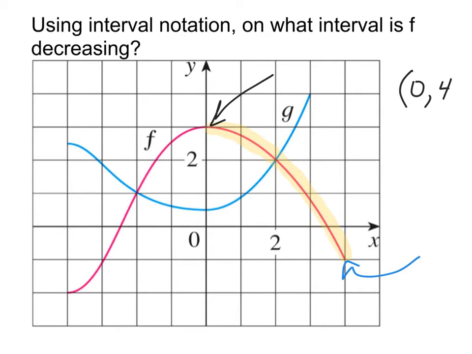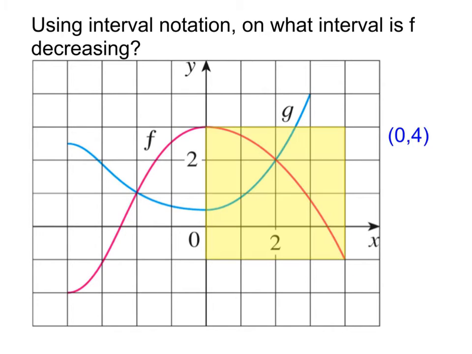Because for something to be decreasing, it has to be higher on the left and lower on the right. Well, is it lower on the right? No. Because this is an endpoint down here. There is nothing to the right of that point. And therefore, actually, we do not include that as part of the decreasing. So our interval here for where it's decreasing is just going to be 0 to 4, non-inclusive.